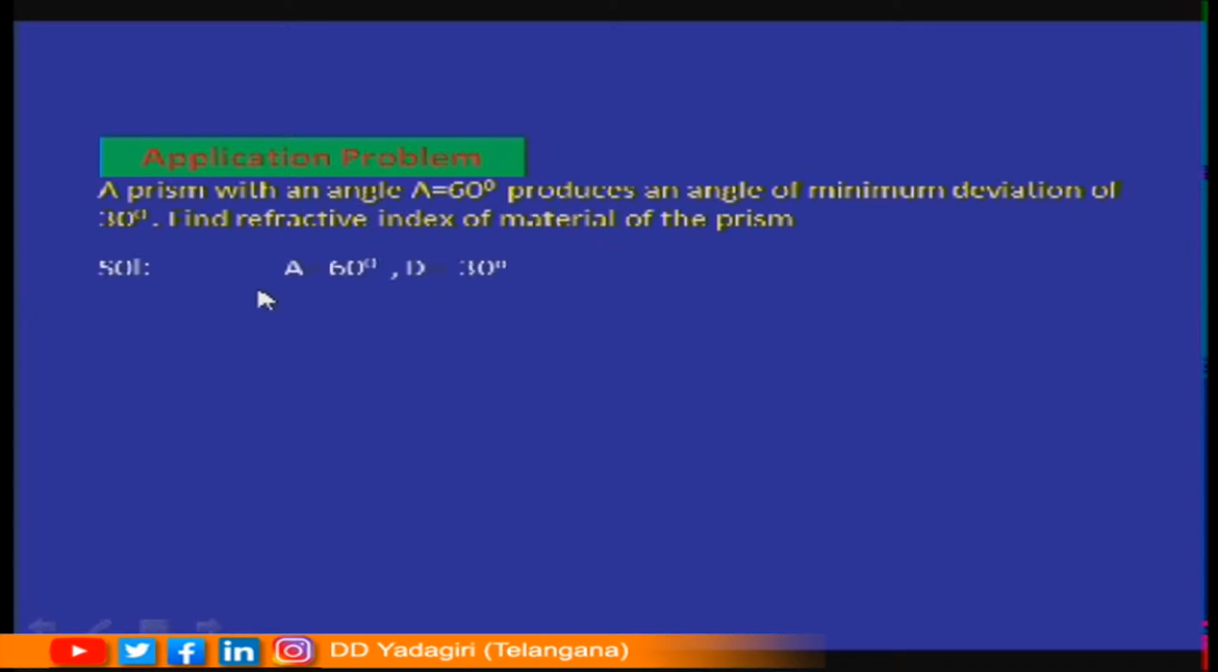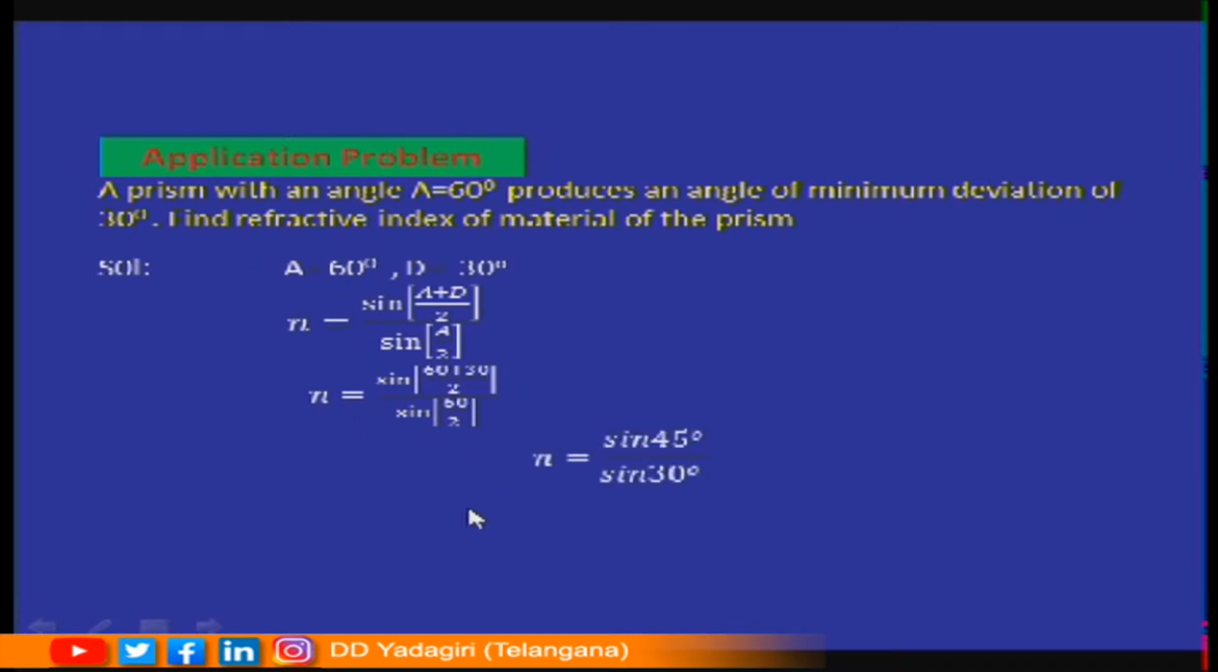Here the angle of prism is given as 60 degrees and angle of deviation is given as 30 degrees. We have the formula, refractive index equal to sine (A plus D) by 2 by sine A by 2. Substitute these values in this equation. Then you will get n equal to sine of (60 plus 30) by 2 by sine 60 by 2. 60 plus 30 is 90, 90 by 2 is nothing but 45. So, refractive index n equal to sine 45 by sine of 60 by 2, means 30. So, n equal to sine 45 by sine 30.